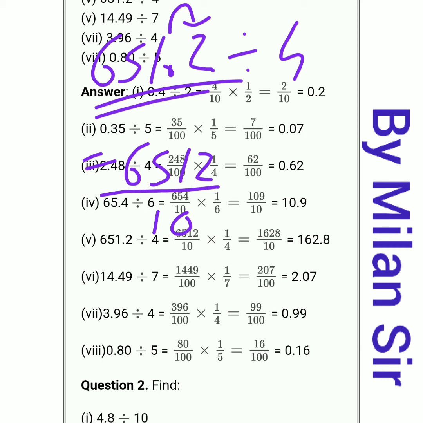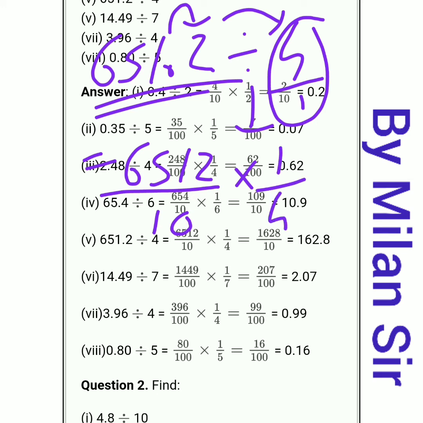Now we need to convert this division into multiplication, and for that we need to take the reciprocal of the second number. The second number is 4, nothing is present in the denominator, so we can write 1. Now the reciprocal of 4 by 1 is 1 by 4. We need to change the numerator and denominator. So 1 by 4.